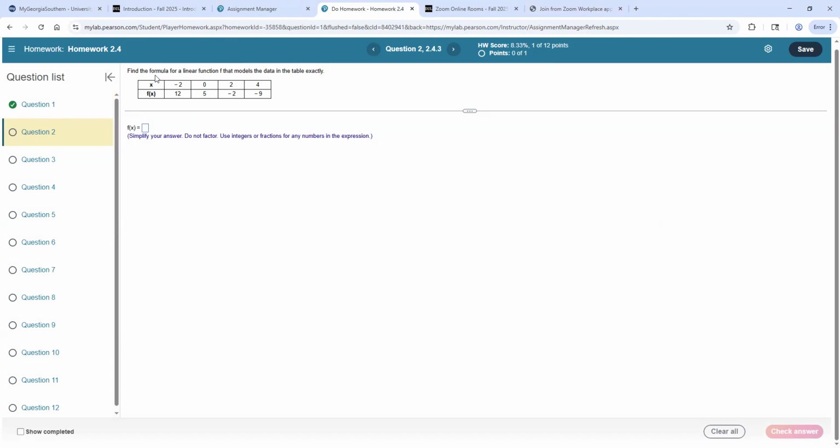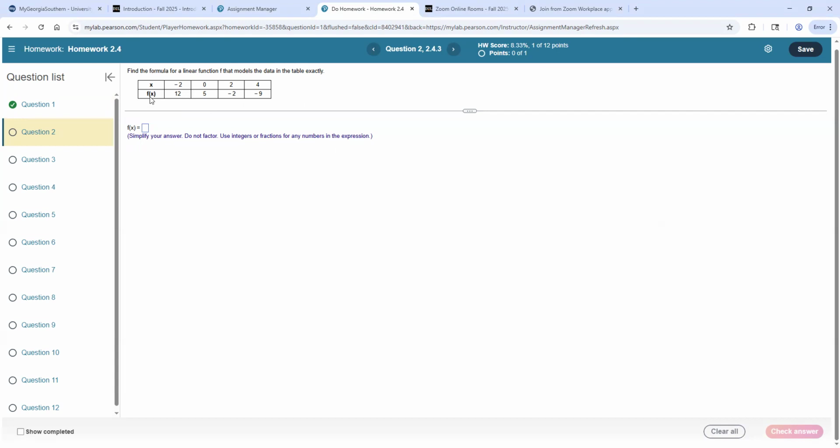We have numerical data here. In the previous question 1, we were given a description of the function. Now we actually have numerical data, but we're still looking for a symbolic representation of the function. And so we want to find the slope. We're told that it's linear. So we want to find the slope, and we want to find the intercept to get that formula.